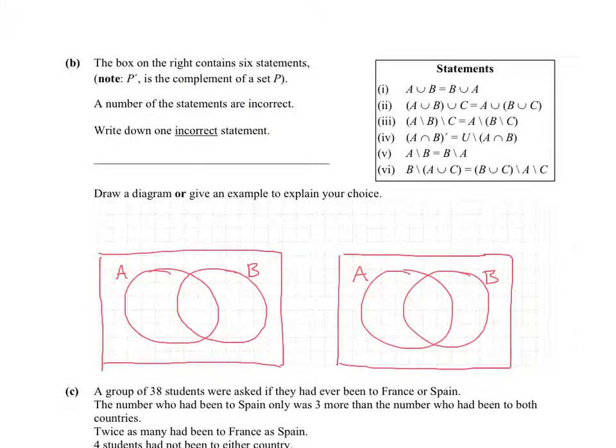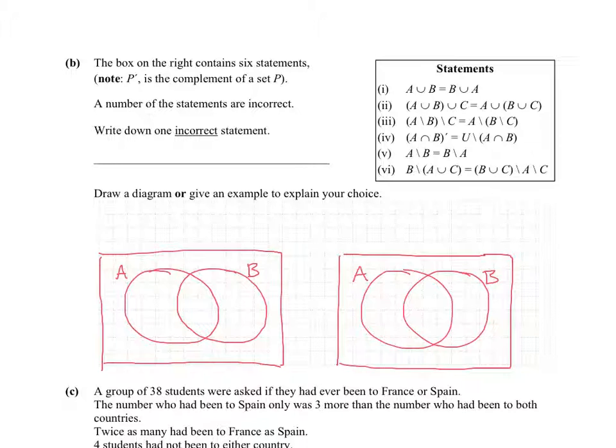So in part B now we have 6 statements and we're asked to check whether they're correct or not. If we find one that isn't correct, we show that it's not correct by some explanation, showing an example or doing a diagram. I'm going to go through and talk about all 6 of them, because each of them has some learning and understanding that's useful regarding sets for higher level.